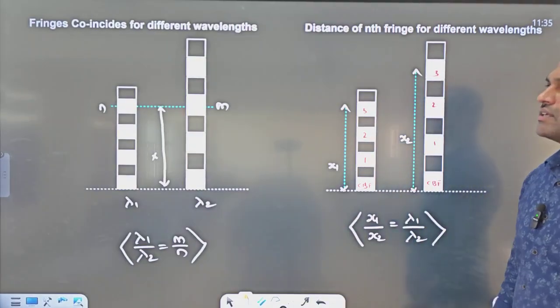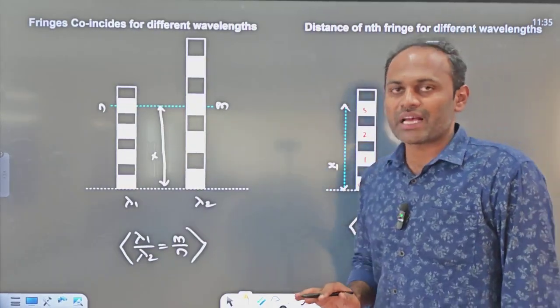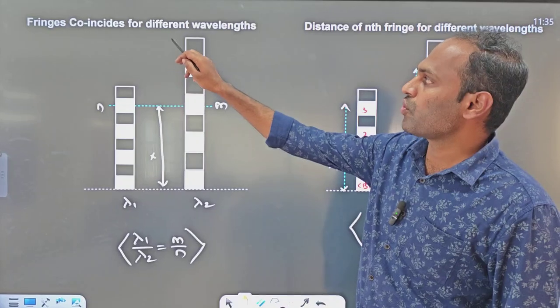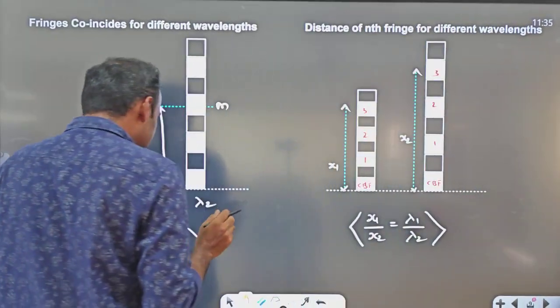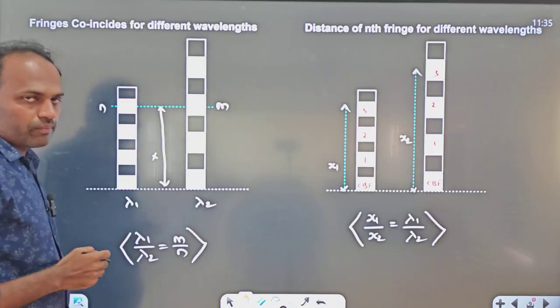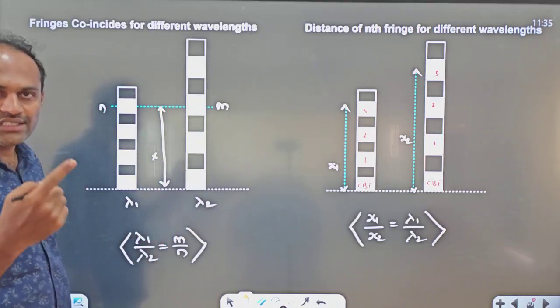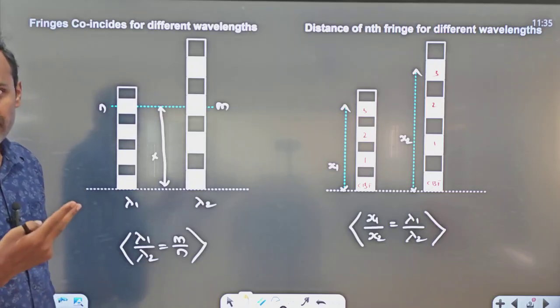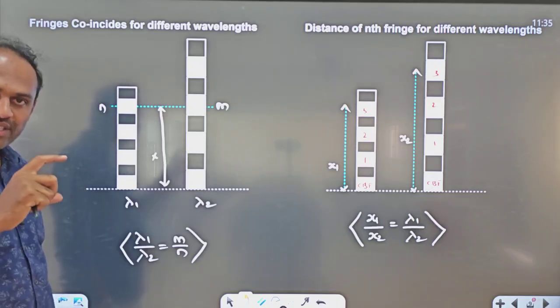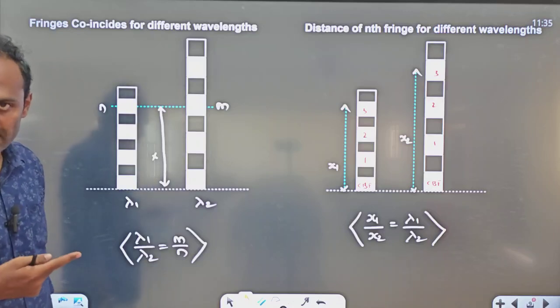Okay, next, see, these type of situations will be asked in the question. Here, fringes coincide for different wavelength. Here we have used two different lights of wavelength lambda 1 and lambda 2. Obviously if you change the wavelength, fringe width will change. If fringe width changes, the number of fringes formed also changes.